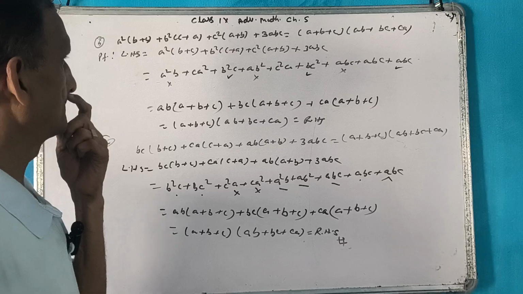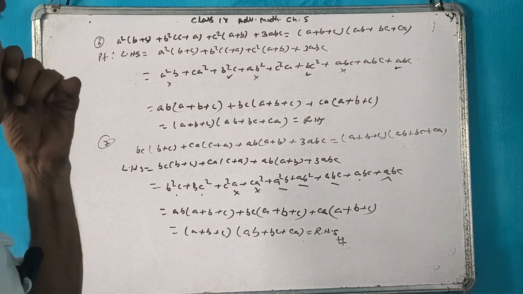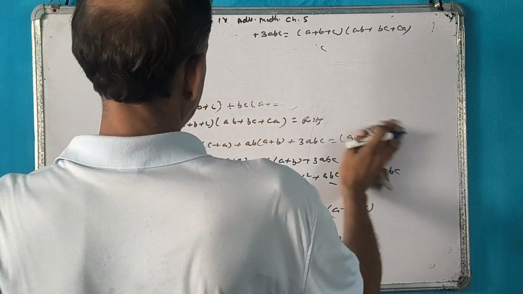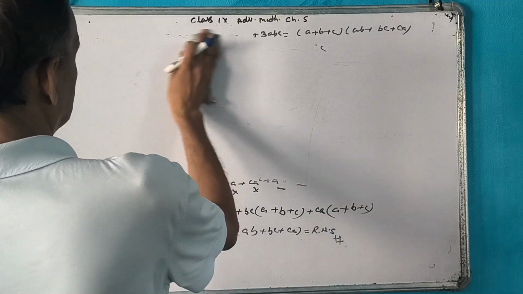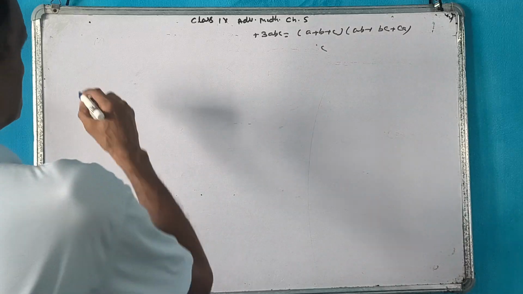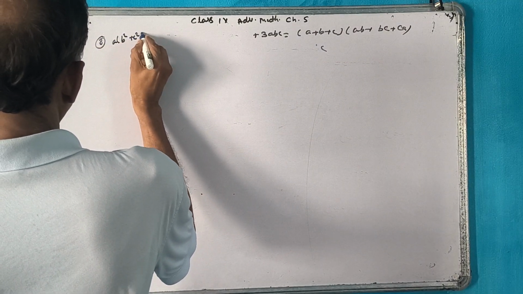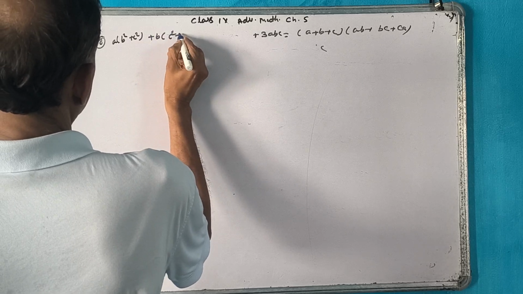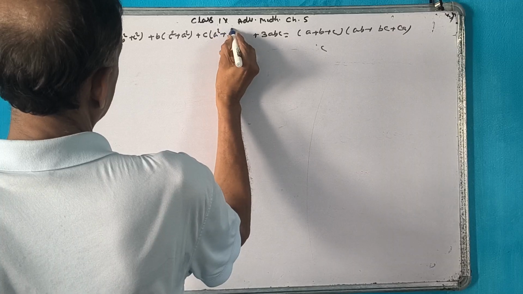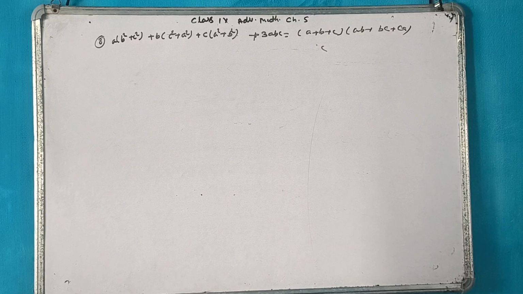Okay. One more is there of this type. Number 8: A into B square plus C square, plus B into C square plus A square, plus C into A square plus B square, plus 3ABC is the same only.